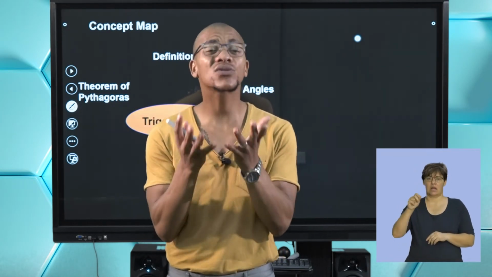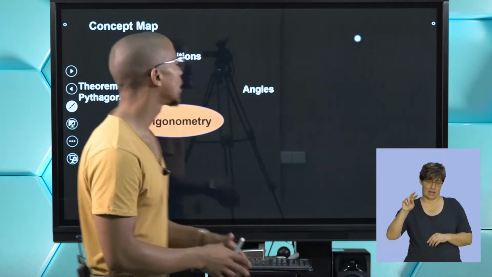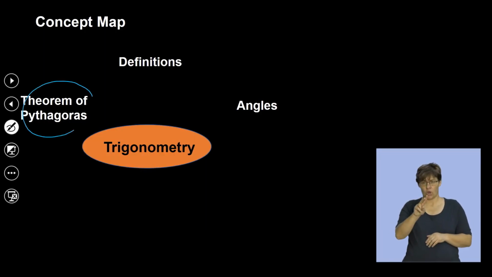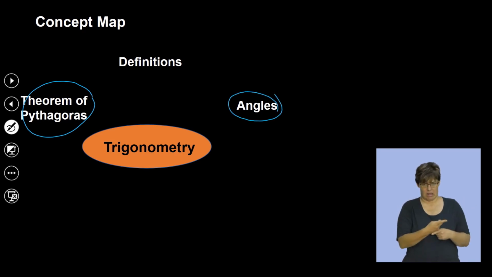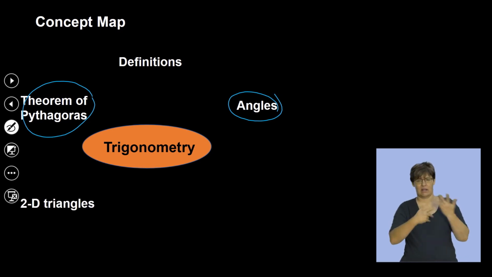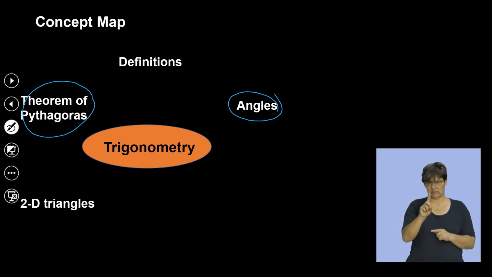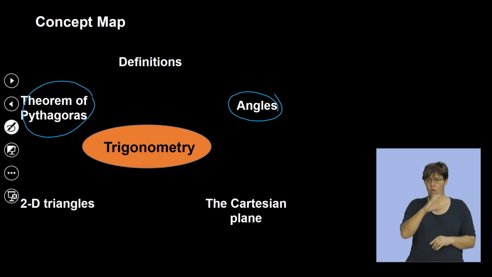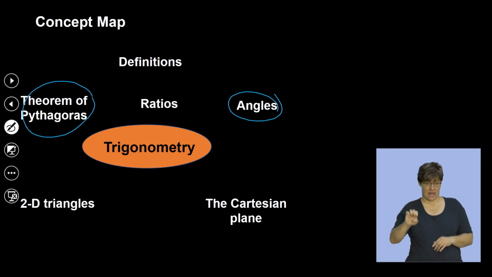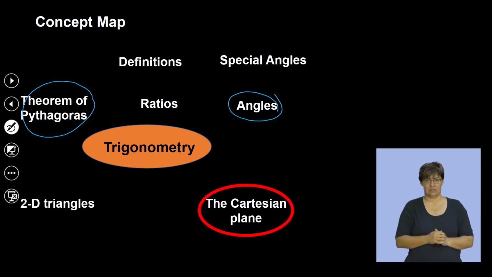So far, what we've looked at is the theorem of Pythagoras, which we did in great length. We looked at the concept of the two types of angles. We just looked at the concept of 2D triangles. Now we're going to look at the Cartesian plane, and in the Cartesian plane, we will then try to find the ratios based on the Cartesian plane, or using the Cartesian plane as the frame of reference, and also some special angles there.